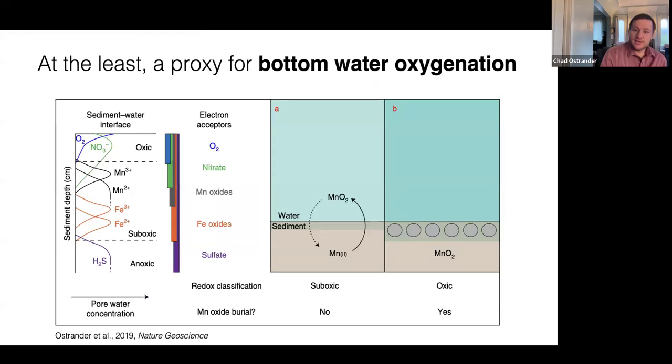And so again, if you have bottom waters that are oxygenated and you have really strong oxygen penetration depths in the sediment pore waters, you can bury manganese oxides. If sediment pore water oxygen penetration is not strong, you don't bury the manganese oxides. And so in order to drive these large net positive isotope fractionation effects, it's really hard to do this without burying manganese oxides in sediments in the presence of oxygen in the bottom waters.